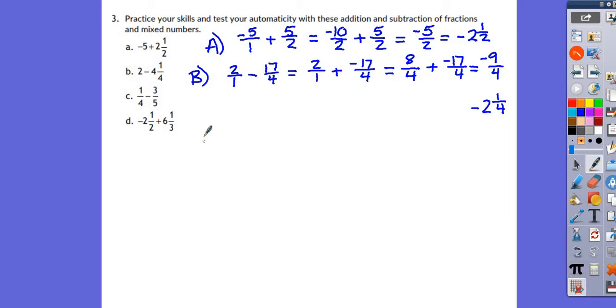Alright, testing C now. They're both in fractions, but it's a subtraction problem. I'm gonna change it to addition. I can move this negative anywhere in the fraction I want. It won't change the problem. Okay, I need common denominators. I'm going to go with 20.